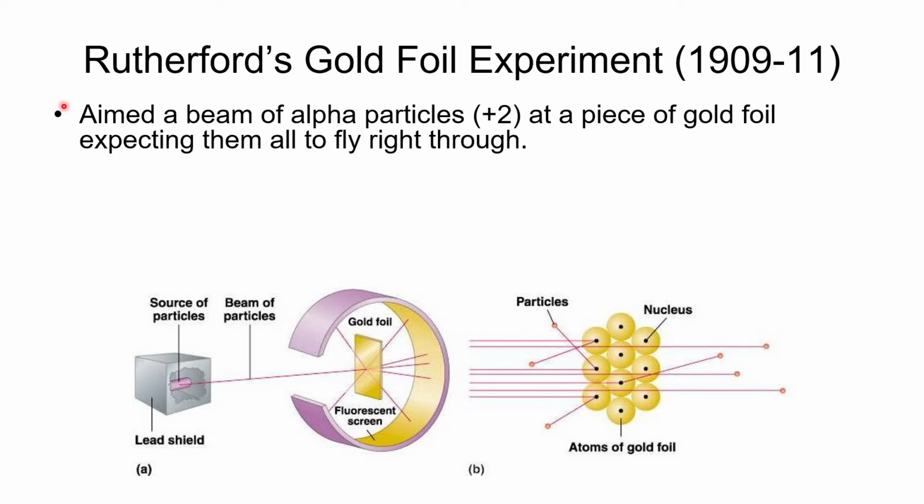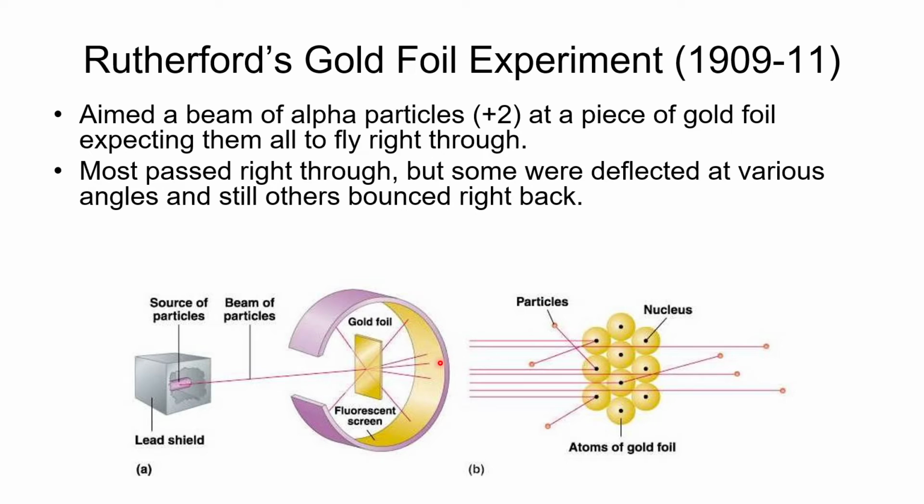So he aimed that beam of alpha particles at the gold foil, and he expected them to fly through. In fact, he said in his paper he expected them to fly through like cannonballs through tissue paper. I'm paraphrasing there, but cannonballs through tissue paper. And he found that most of them flew right through.